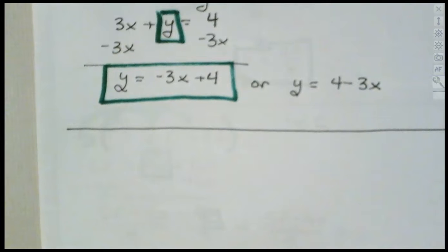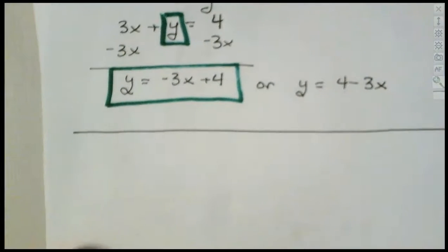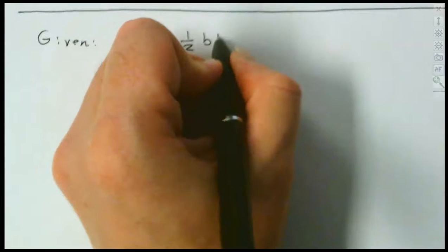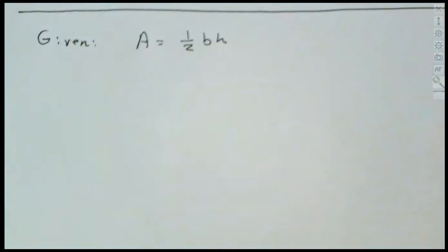Now I'm going to give you some equations. I'm going to give you some numbers, and you're going to have to find the missing part. So I'm going to give you an equation. I'm going to give you different pieces. You're going to have to find the missing piece. Okay, so you're going to be given this formula. And I'm going to give you two of the pieces, and you're going to find the third piece.